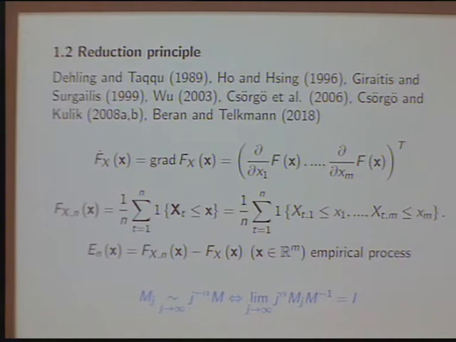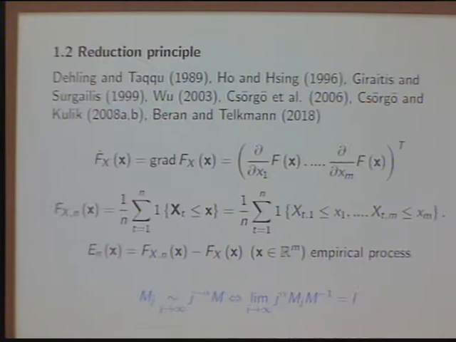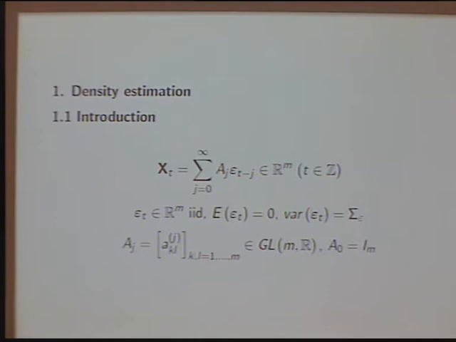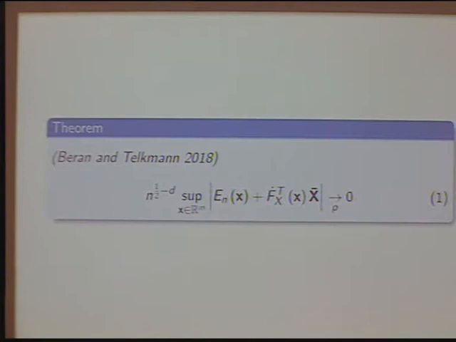And we will have matrices because we are in the multivariate case. And we will write this: M_j is equivalent to j to the power minus alpha times M, where M is also a matrix, if this limit goes to the identity matrix. So what we assume for the linear process, if you want to get linear long-range dependence, is that the matrices in the representation of the linear process decay hyperbolically. So that's the main thing. The rest we can drop. And then one can extend this reduction principle also to the multivariate case.